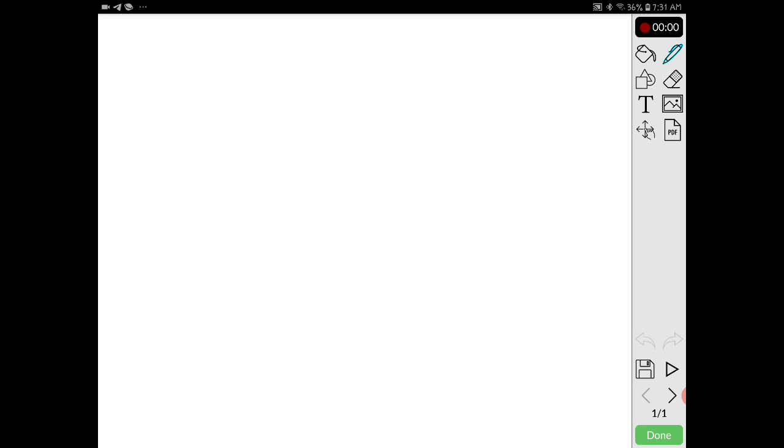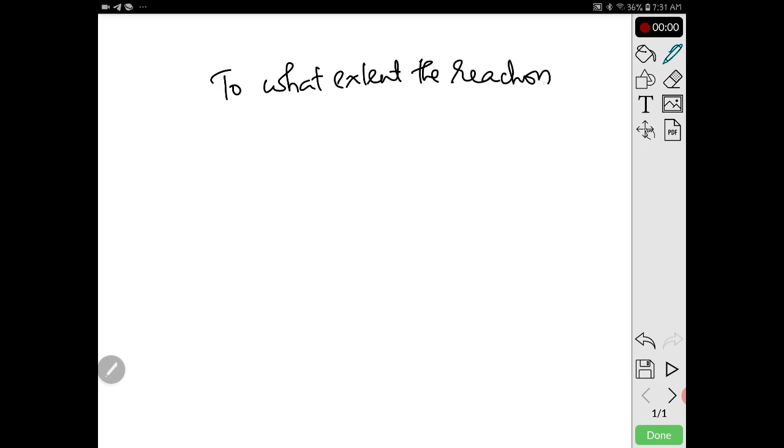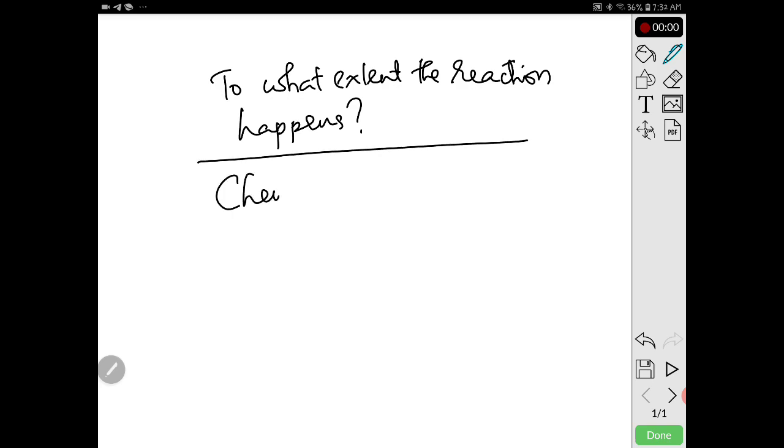And the third question is how fast a reaction happens. The answer to the question is chemical kinetics. And the fourth question is, to what extent the reaction happens. The answer to this question is chemical equilibrium.